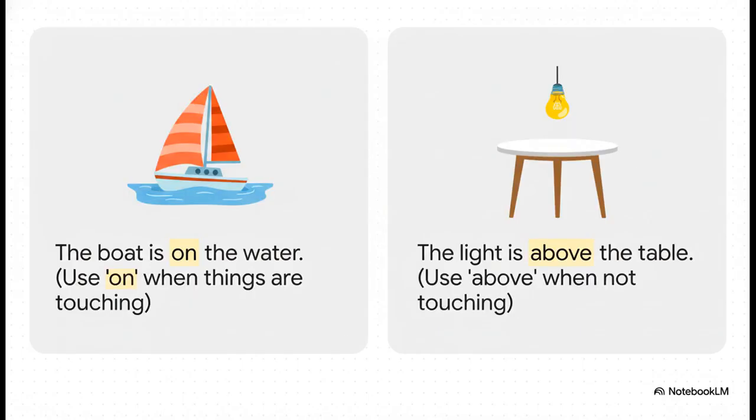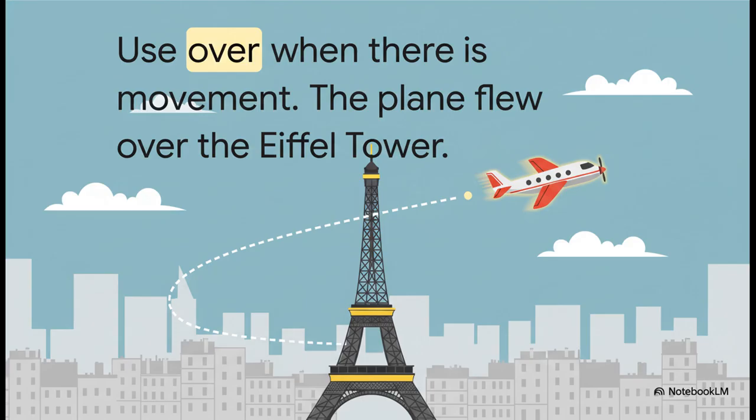Easy, right? Now for a really important one, on versus above. The key thing to remember here is all about touching. We use on when two things are physically touching each other, like the boat is on the water. But we use above when one thing is higher than another, but they're not touching, like the light that's above the table. So where does over fit into all this? Well, over is a lot like above, but we usually use it when there's movement involved, like from one side to the other. So you'd say the plane flew over the Eiffel Tower. It's describing a path that goes across and above it.